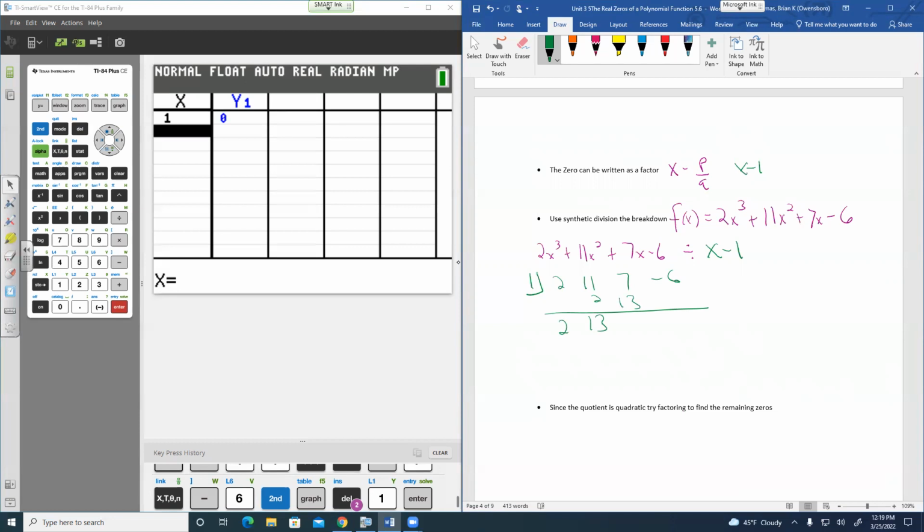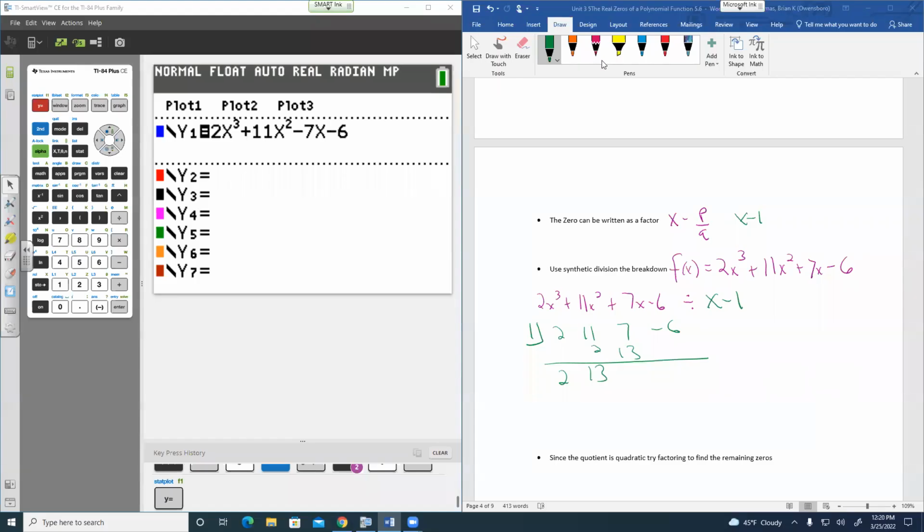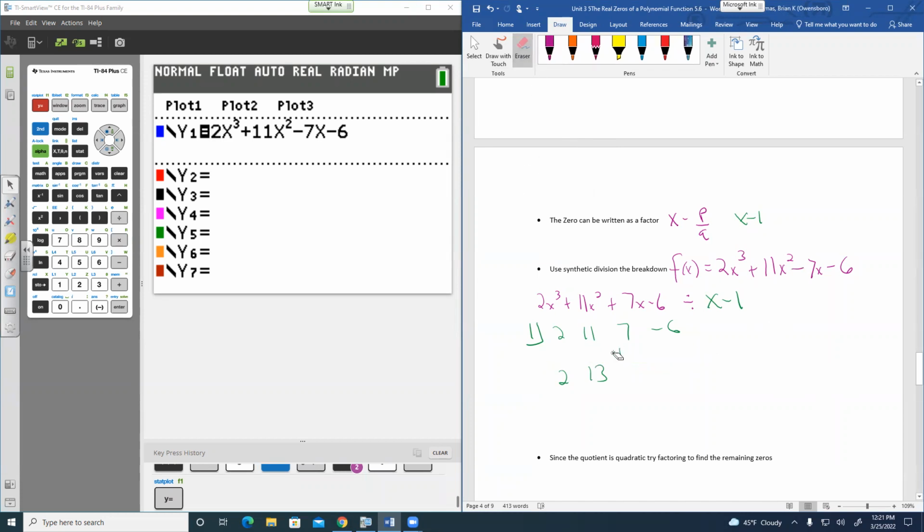1 times 13 is 13. And we're not getting this to work, are we? Did we miss something? So something's looking a little confusing here. It looks like I may have written the problem down wrong. That should be a minus 7x there. So it should have a minus 7x there, which is going to make this a little bit different. So let's back up a little bit.